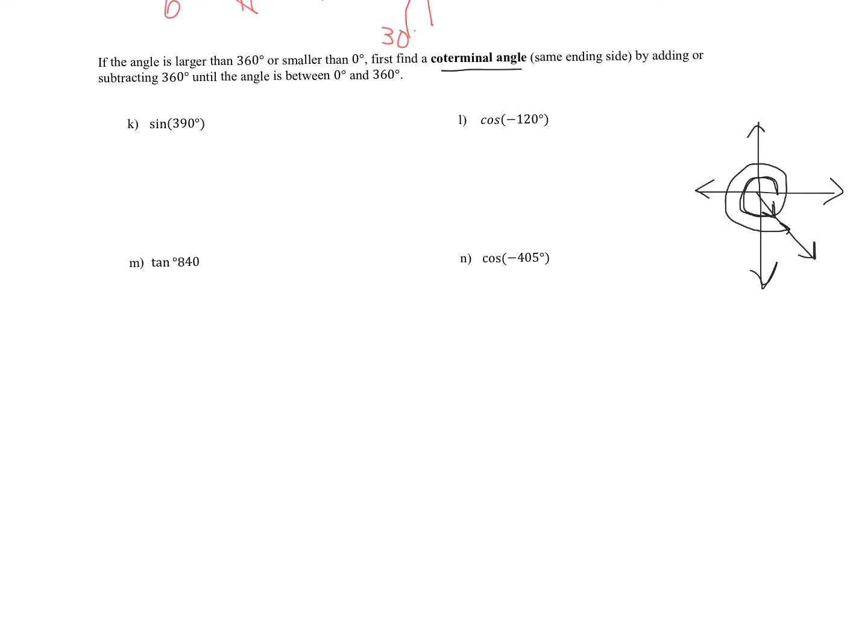So if I see an angle that's not in the range of 0 to 360, okay? I just add or subtract 360 as many times as I need to get it back to something I can work with. So 390 is an example. 390 means that I went around the circle more than once. It's bigger than 360, so I just subtract 360 to get 30.